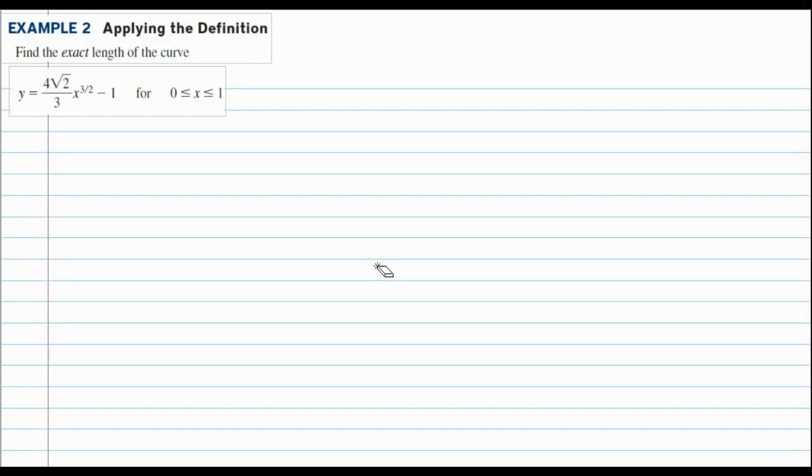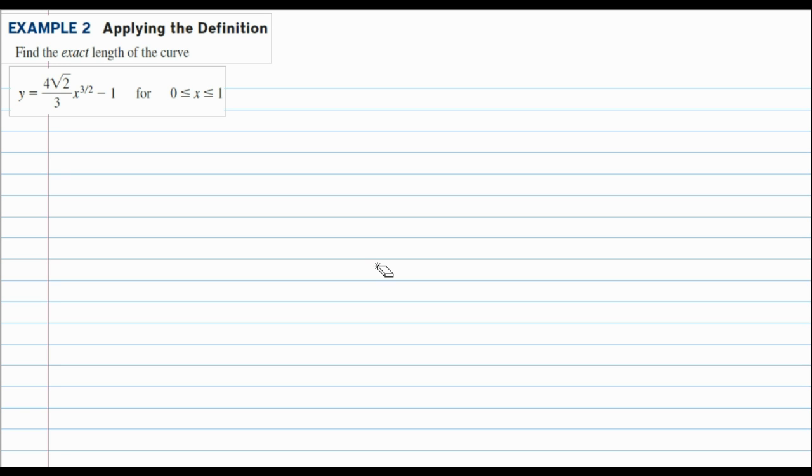This is the screencast for section 7.4, example 2, applying the definition, basically the definition of length of a curve. So we're going to find the exact length of this messy curve. Basically you have 4 square root 2 over 3 times x to the 3 halves minus 1.